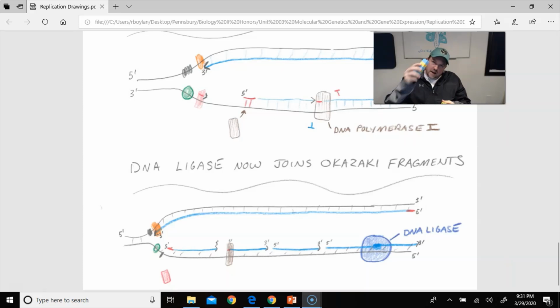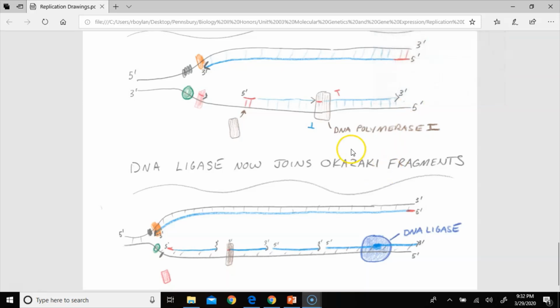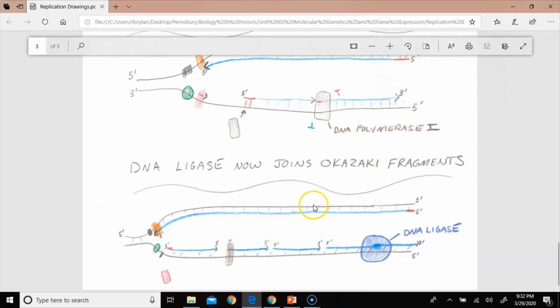Yes, it knows how to elongate. It doesn't know how to start from scratch, but it knows how to elongate nucleotides. But the thing is, when you're building and you get that close, it doesn't know how to make this final bond here. Okay, it doesn't know how to connect them. So that's why we need ligase to come in, right? So DNA ligase is going to come in and connect those Okazaki fragments for us.